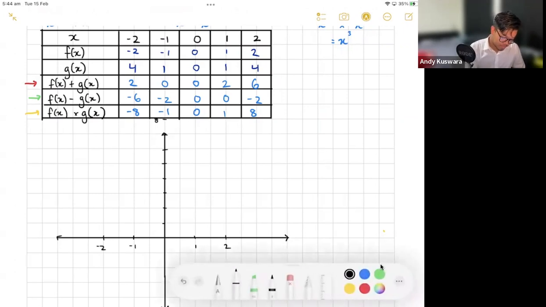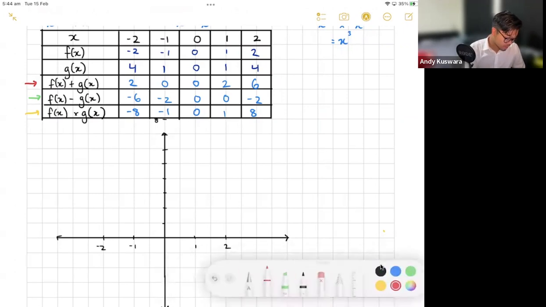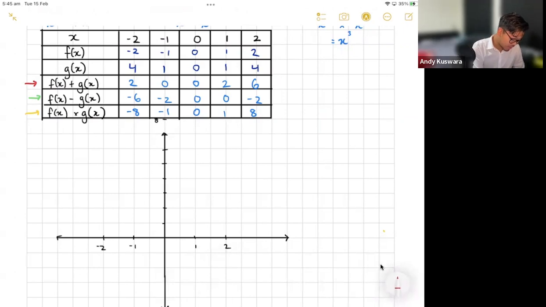Okay, so let's start with our f(x) plus g(x). So when x equals -2, f(x) plus g(x) equals 2. When it equals -1, it becomes -1. Oops, -1, I should say. So it becomes -1. When it's 0, it's 0.